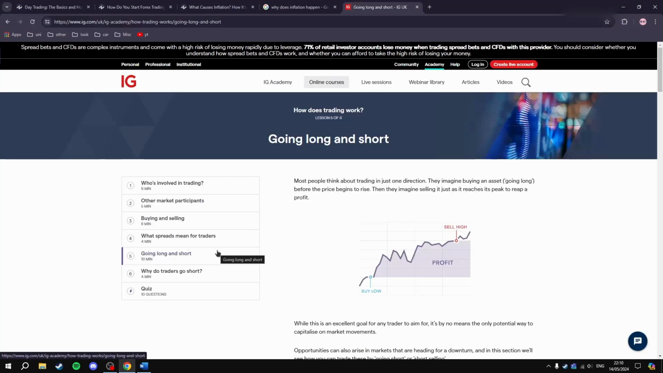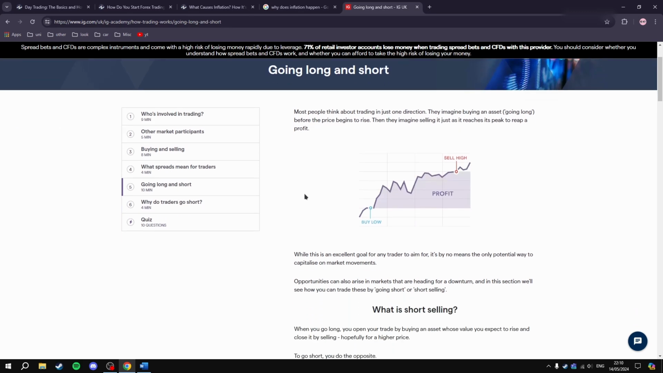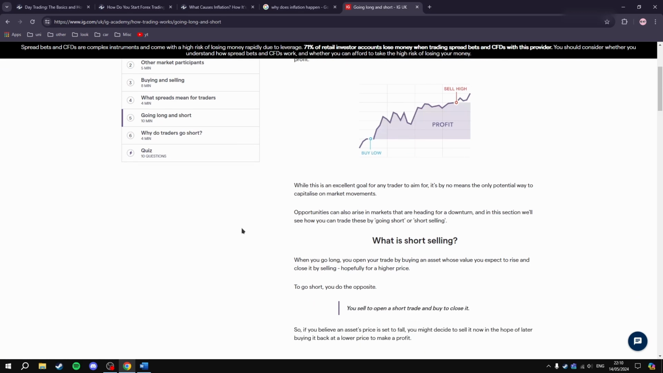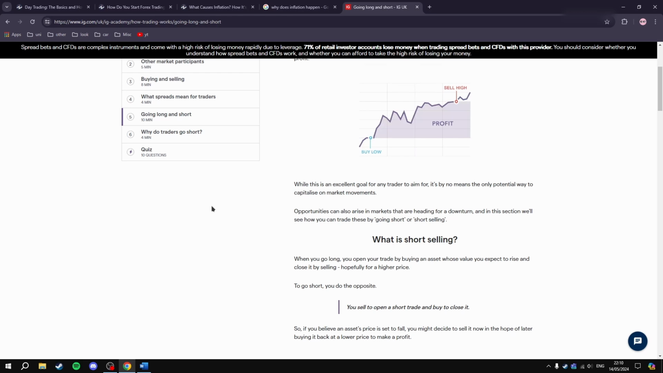Most people think about trading in just one direction. They imagine buying assets, going long, before the price begins to rise. Then they imagine selling it just as it reaches its peak to reap a profit. While this buy low, sell high is an excellent goal for any trader to aim for, it is by no means the only potential way to capitalize on market movements. Opportunities can also arise in markets that are heading for a downturn, and in this section we'll see how you can trade these by going short or short selling.